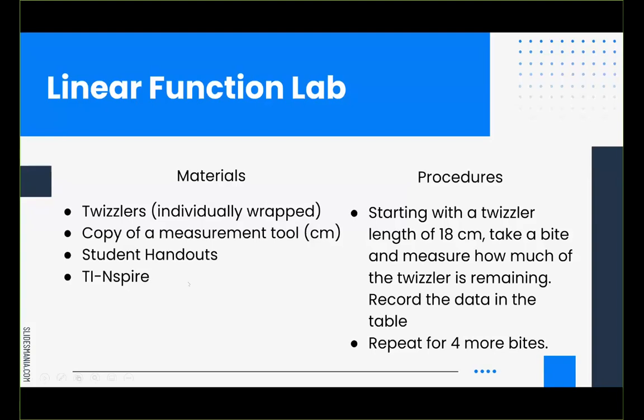You will also need an Nspire. The procedure is to start with a Twizzler of length 18 centimeters. Depending on what kind of bag you buy, you might have to take a bite or pinch it off to measure it down to 18 centimeters. You will then take a bite, measure how much of the Twizzler is remaining, and record the data in the table. Then you repeat that for 4 more bites.